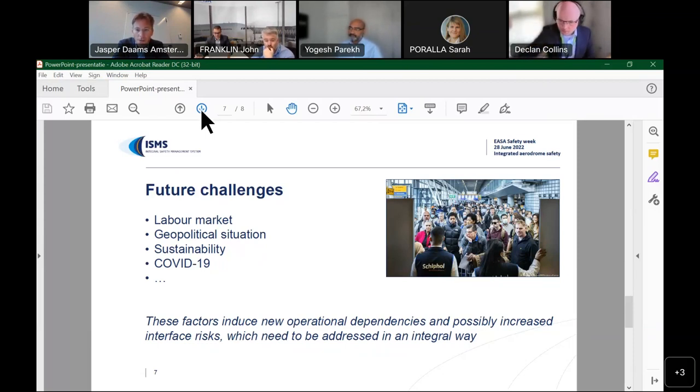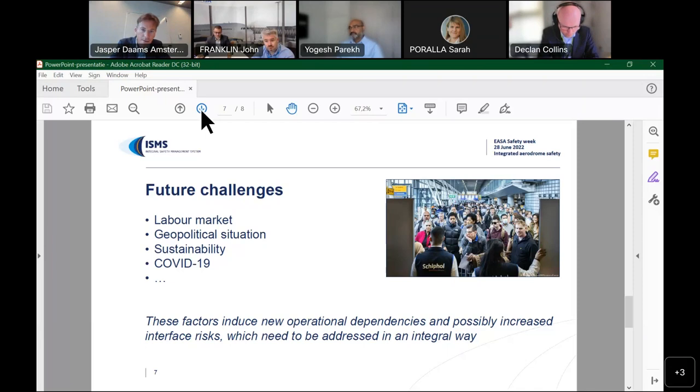I can give two examples. For example, if passengers miss their flight because of security queues, then the luggage needs to be offloaded from the aircraft, and the ground handler also has a shortage of staff. So there's a coupling and a potential risk which was not there before.